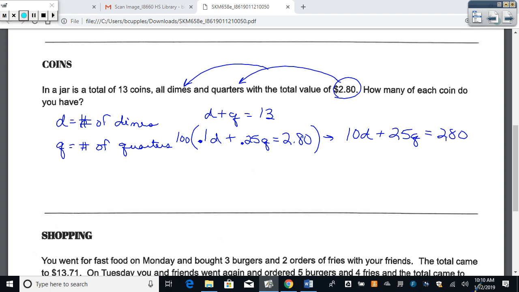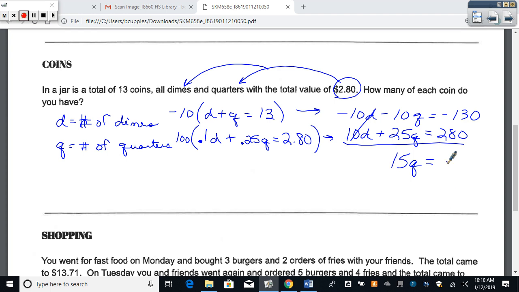Okay, so yeah. Now this one, since you guys said you liked elimination, I'm just going to multiply everything by negative 10. If I do that, negative 10D minus 10Q is equal to negative 130, right? Okay. From there, we cancel out, gone. We get 15Q equals 150. And how many quarters do we have then? If we divide through by 15, there's 10 quarters, okay?